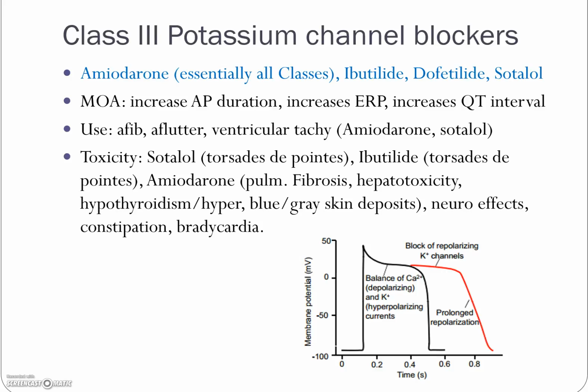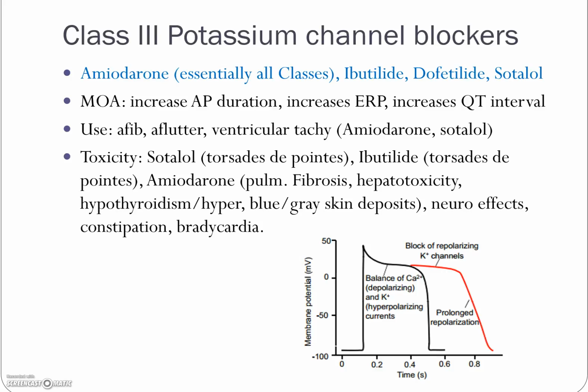Your class 3 antiarrhythmics include your potassium channel blockers. These are amiodarone, ibutilide, dofetilide, and sotalol. These work by increasing your action potential duration. They can also increase your ERP, and it's important to note that these can increase your QT intervals, as I mentioned before. We want to know how these antiarrhythmics certainly affect our EKG rhythms.